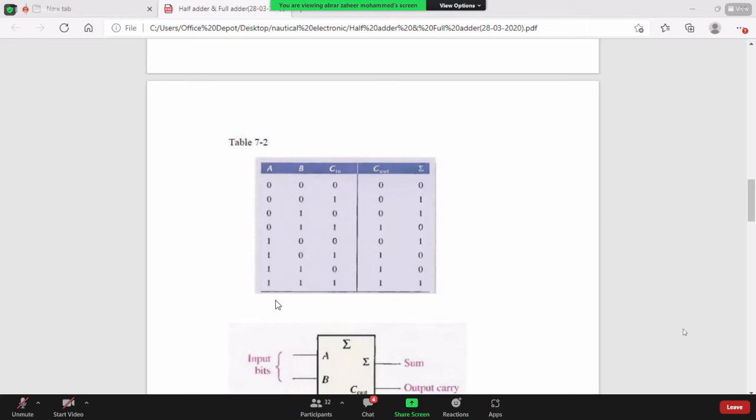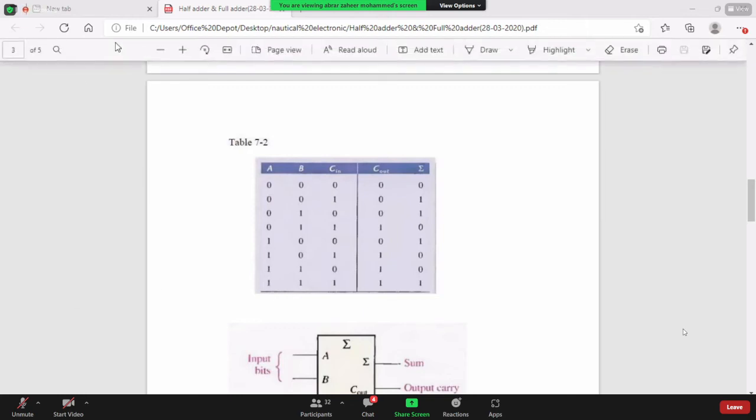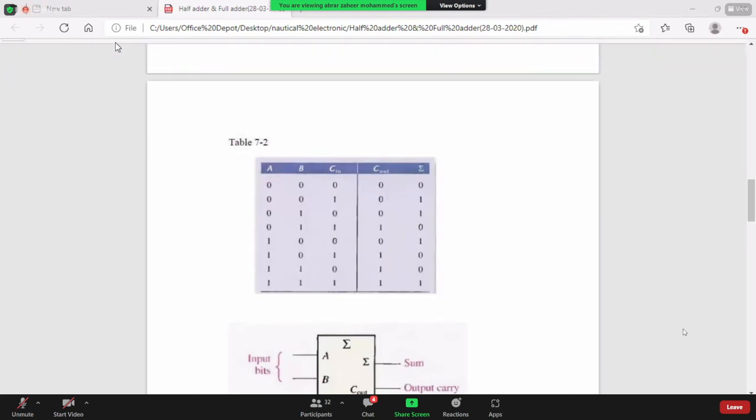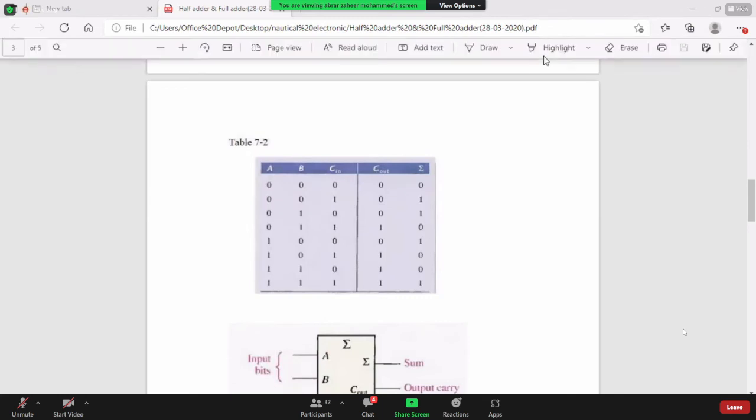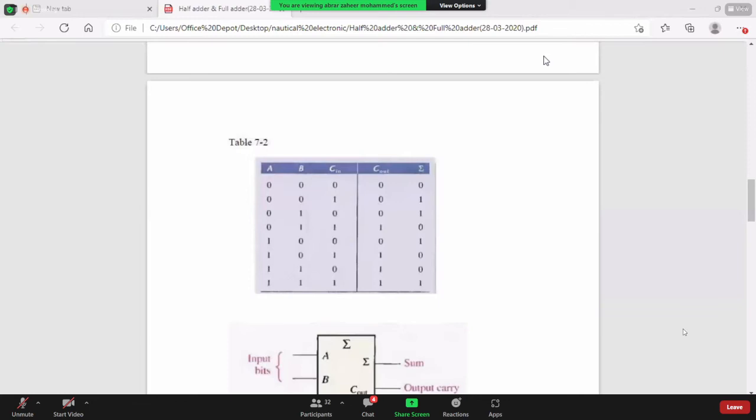The last input is 1, 1, 1. What is happening for this 1, 1, 1? First we have 1 plus 1, which gives sum 0 and carry 1. If we add 1 again, 0 plus 1 is 1, and with the carry, carry is 1 and sum is also 1. Understood? Yes, sir.